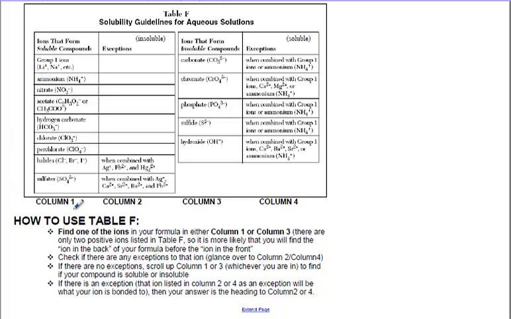Okay, so how do we use this table? We find one of the ions in your chemical formula in either column 1 or 3. So here or here.